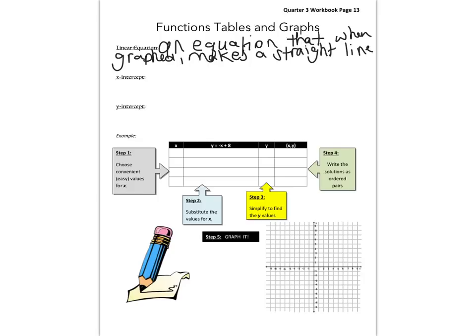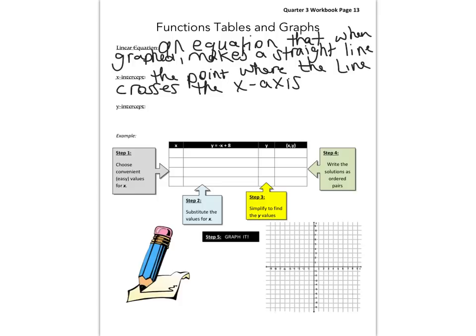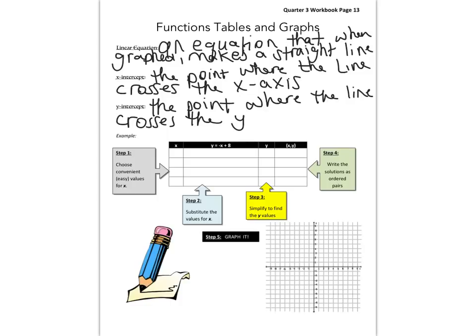All right, x-intercept is the point where the line crosses the x-axis. So the point where the line crosses the x-axis. Y-intercept is the point, I bet you can guess, where the line crosses the y-axis. The point where the line crosses the y-axis.